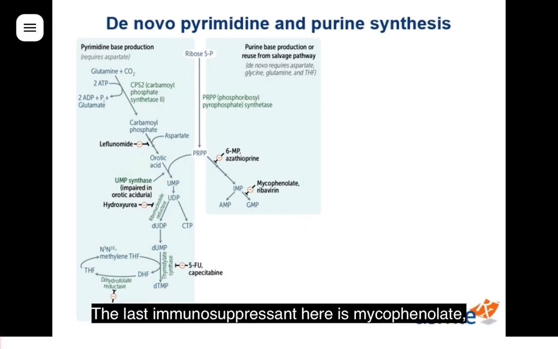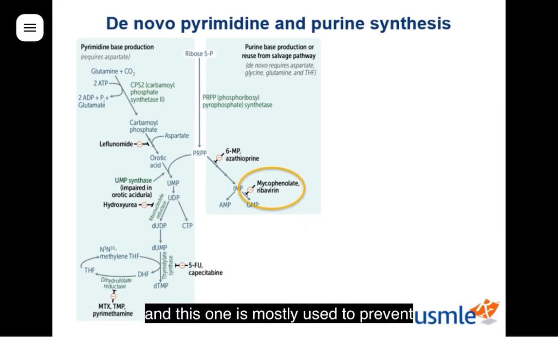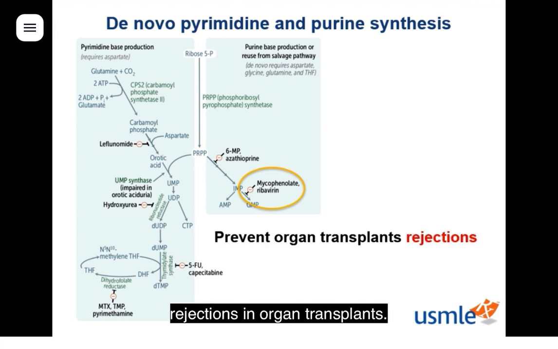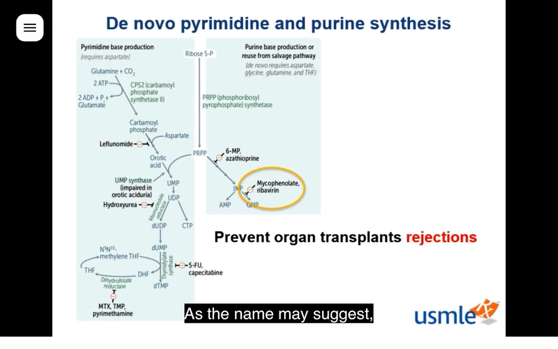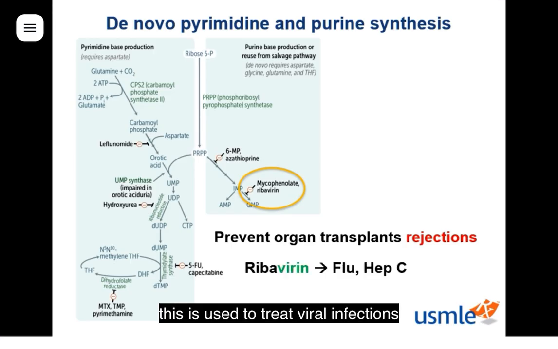The last immunosuppressant here is mycophenolate, and this one is mostly used to prevent rejections in organ transplants. It inhibits IMP dehydrogenase, which converts IMP into GMP. As you can see in the book, there's another drug that targets the same enzyme, ribavirin, but this is used for a very different purpose. As the name may suggest, this is used to treat viral infections such as influenza and hepatitis C, as well as some viral hemorrhagic fevers.